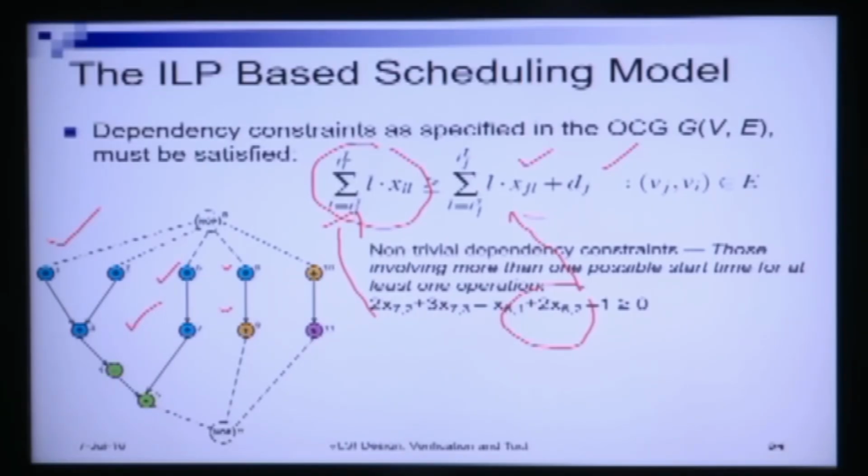Now, what we are saying is that the difference of the start times, which is given by 2x72 plus 3x73 minus x61 plus 2x62, is the difference of the start times of 7 and 6. These start times have to be separated by at least 1, because all operations are unit time operations. Therefore, we get this whole corresponding expression here. This inequality represents this constraint.